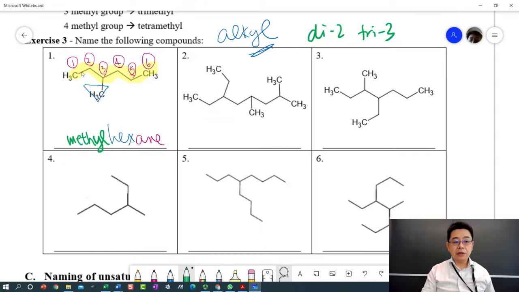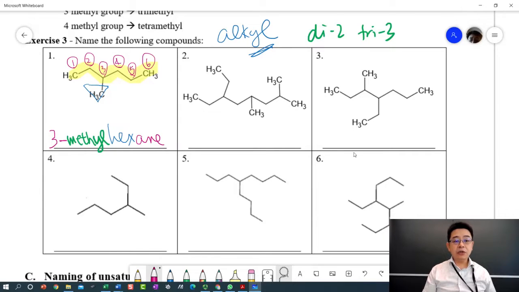If you look at the counting here, 1, 2, 3, 4, 5, 6, I already put a number for each of the carbon in the parent chain. So you see at number 3, we have a side chain, right? At number 3, we have a side chain. So I put 3 here with a hyphen to separate. Hyphen is to separate number from letter. Number and letter separated by hyphen. So this is the answer.